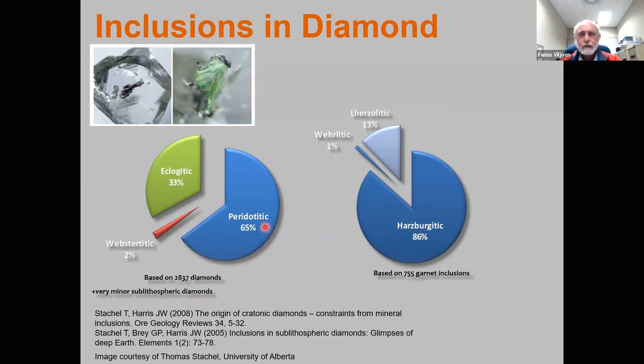If we break up the peridotitic suite of diamonds into these components, we find that 86%, so the majority of peridotitic diamonds, are actually of a harzburgitic paragenesis, while a comparatively minor proportion of peridotitic diamonds are of a lherzolitic paragenesis, and then, quite frankly, a vanishingly small population of the peridotitic diamonds are of a wehrlitic paragenesis.